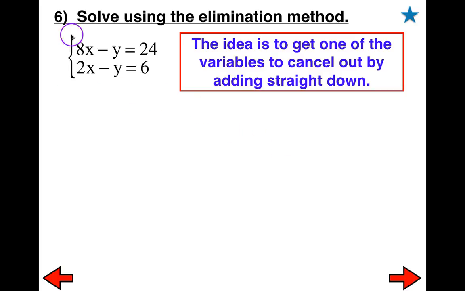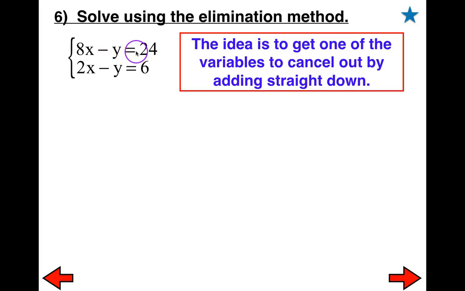So again, you want to make sure the x's are aligned, the y's are aligned, the equals are aligned, and the constants are aligned. So here, I can't just cross out the y's because a -y is not going to cancel out a -y. So here, for example, if I just added straight down, I would end up with 10x minus 2y equals 30, which is not exactly very helpful. So what I'm going to have to do is I need to make one of the y's positive in order for it to eliminate.